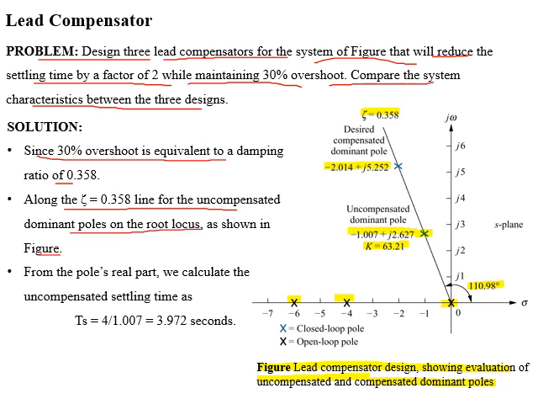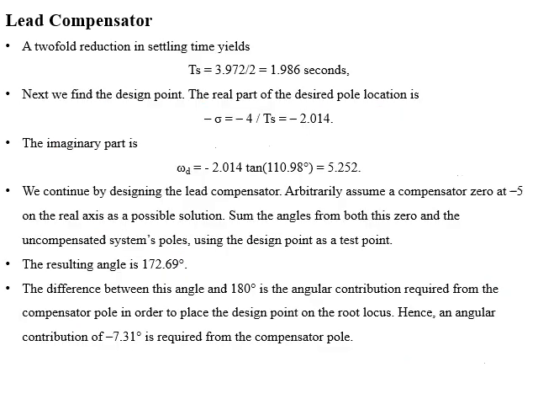And the uncompensated system intersects the radial line at point minus 1.007 plus j2.627 with a gain of 63.21. And for this, we will have a settling time of 4 divided by sigma, which equals 3.972 seconds. Dear students, now we know that the settling time of the uncompensated system operating at 30% overshoot is about 3.972 seconds.